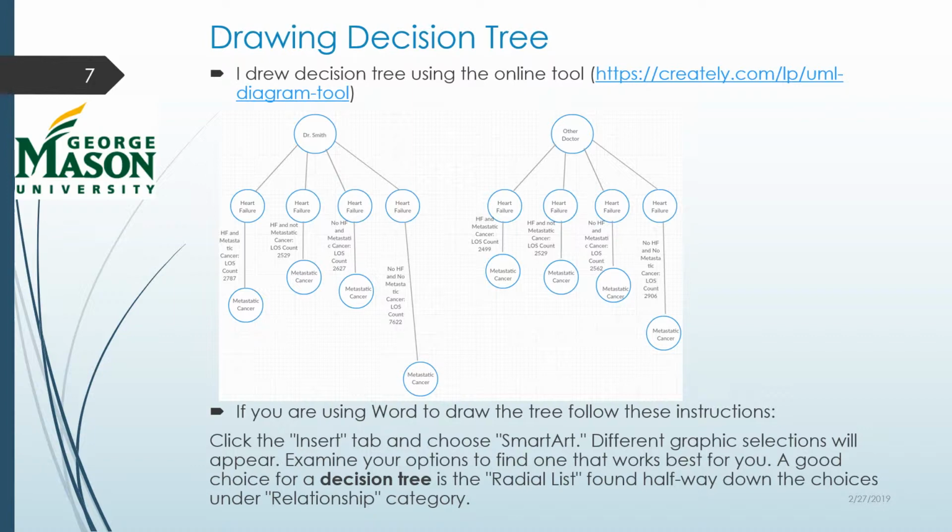The first one is for Dr. Smith, and we can see that there are 2 nodes, heart failure and metastatic cancer, and the length of each branch shows the length of stay. In the first branch, the length of stay count is 2787. Similarly, in the fourth branch, the length of stay count is 7622. So we can see that the longer the length of stay, the longer the branch will be. The fourth branch is almost double compared to the first branch. Similarly, I did this for his peer groups.